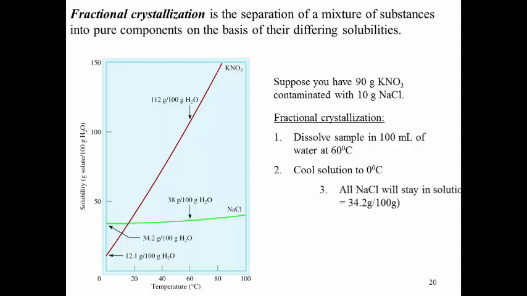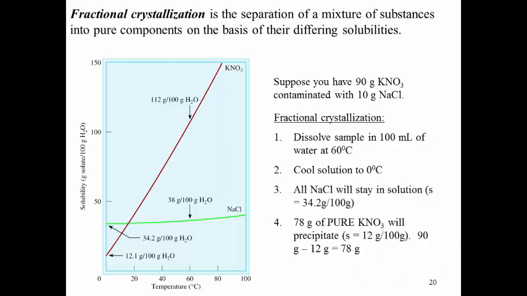All right, so if you dissolve it all in water at 60 degrees and cool it to 0, most of the sodium chloride will stay in solution, most of the potassium nitrate will come out, and it will be a fairly pure sample because you're only going to have a few grams of sodium chloride mixed in there.